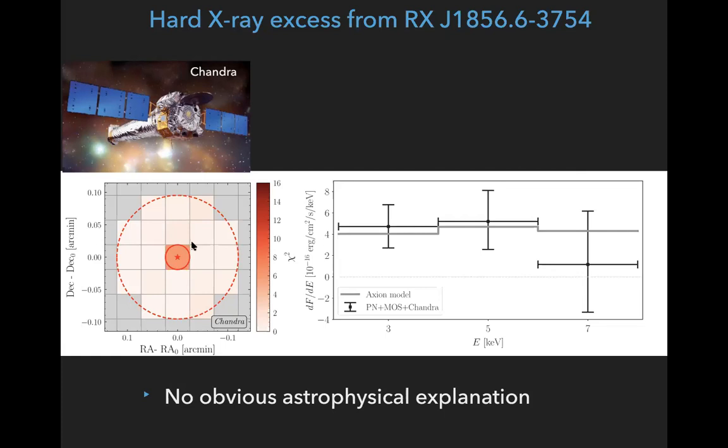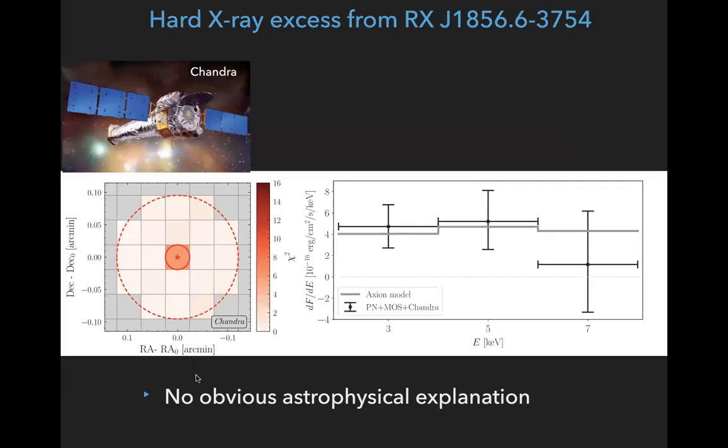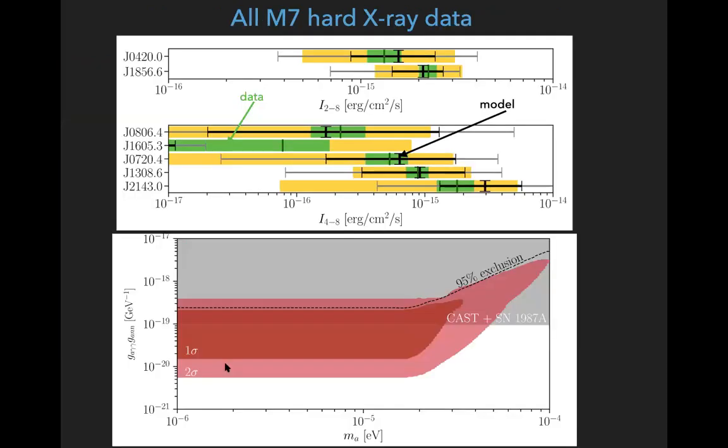The other question you might ask is, is this X-ray emission actually coming from the location of the neutron star? Here we make use of Chandra, which has good angular resolution. This is a map of the photon counts, and we can see the photon counts are indeed coming from the location of that neutron star. The other thing I should mention is there's no obvious astrophysical explanation for what's going on here. That doesn't mean that one doesn't exist, but one hasn't been thought of yet.